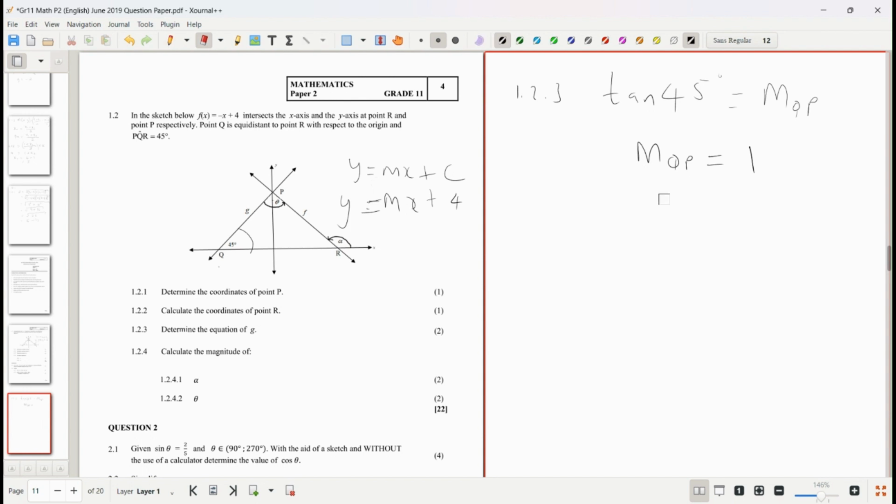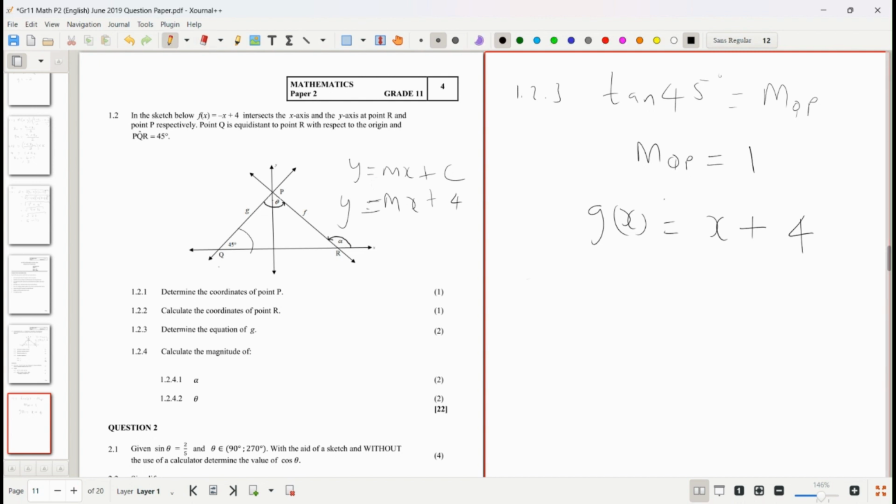So, what do we know now? Now we know the gradient, which is M. We have C, which is 4. So we can write the equation of G, right? So the equation of G, it will be what? G of X will equal to what? What is the gradient? M, 1. Okay, so it will be X plus 4, because you already know the C value, right? So this is the equation for G, right?